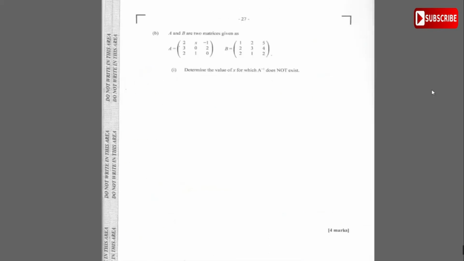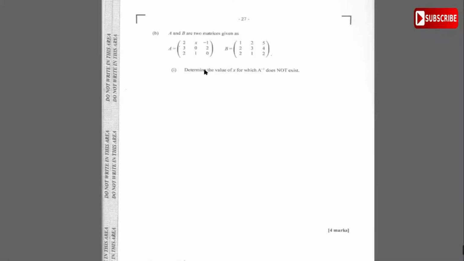All right, part B. Part B says that A and B are two matrices given as this and this, and let's just get to the meat of the matter. They want us to find the value of x so that A inverse doesn't exist. A inverse will not exist if the determinant of A is equal to 0. So we need to set the determinant of A to 0.